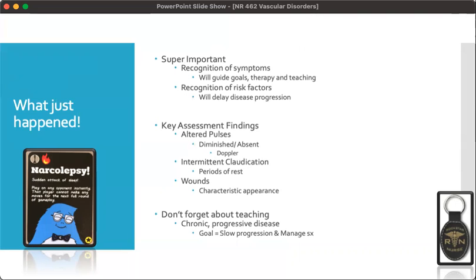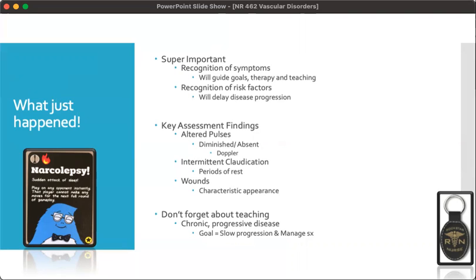And then recognition of risk factors, and especially the things that are going to progress their disease. So high cholesterol diets are going to help to accelerate the progression of their disease. So really teaching them about that, and also about their wounds. They need to be taught to check their feet. It's a big, big thing.